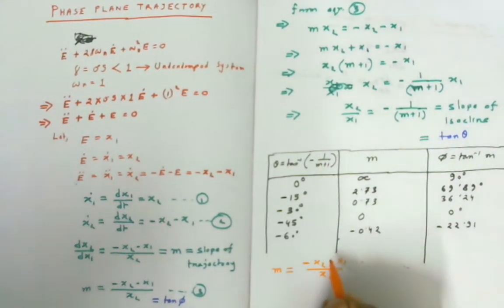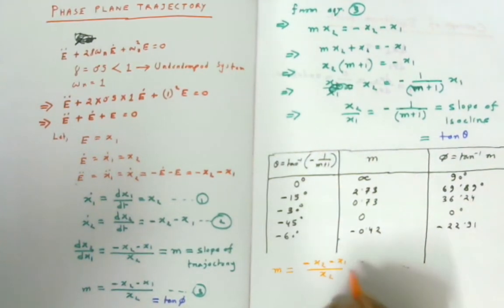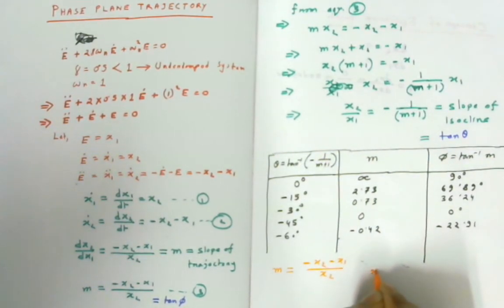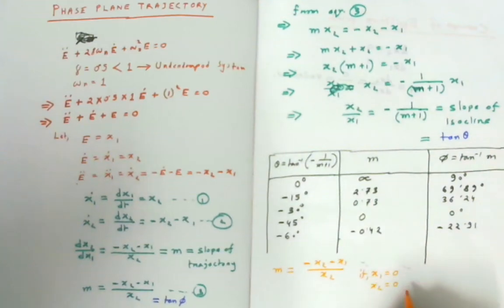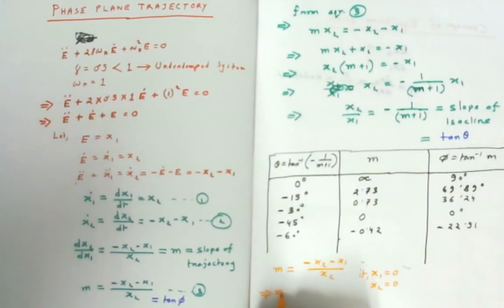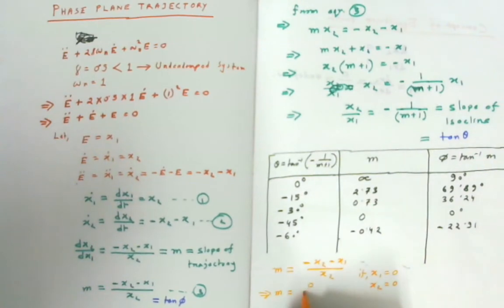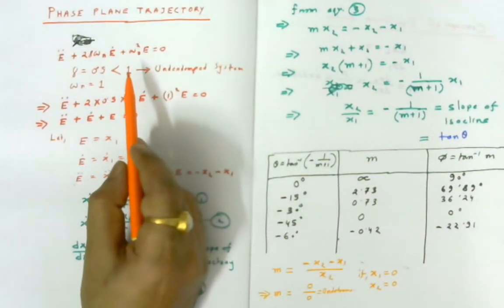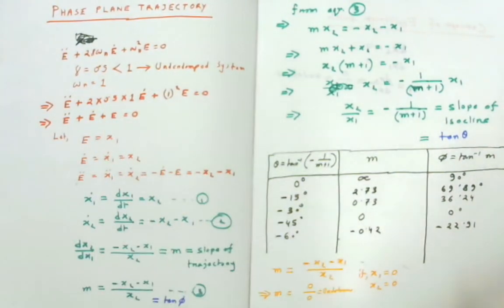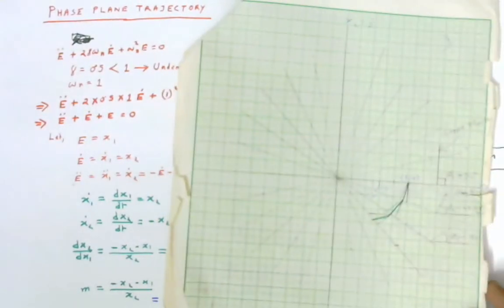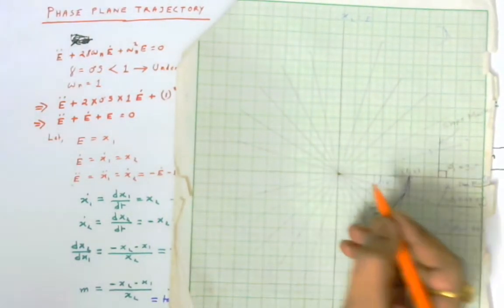Okay, so from this example I can easily say, if x1 is equal to 0 and x2 is equal to 0, then the slope of the trajectory becomes 0 by 0, which is undetermined. So for this differential equation, the origin, that is x1 0, x2 0, is the equilibrium point. That means for this example on the graph paper, the origin itself is the equilibrium point.